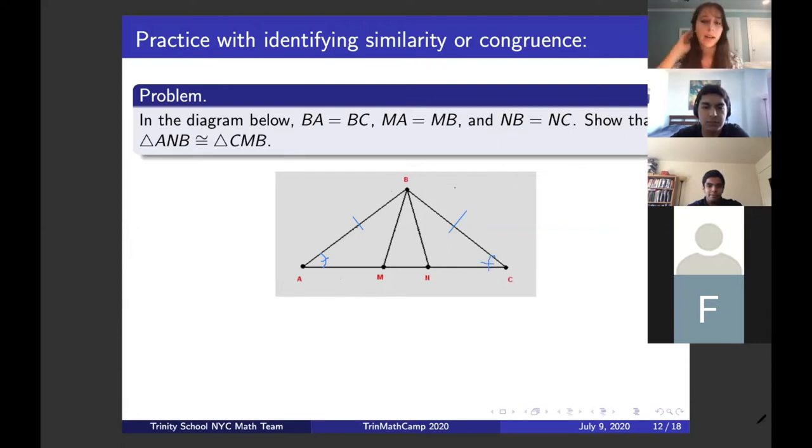All right. Now, MA equals MB. So we're going to say MA equals MB. Now, what do we notice about triangle AMB? It has two of the same side lengths, one different side length. So what type of triangle is it?